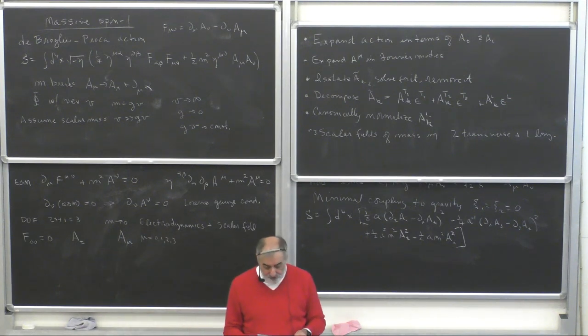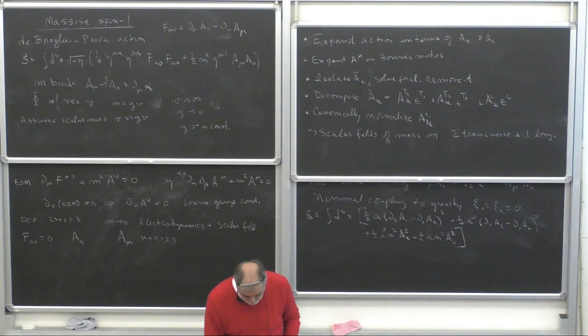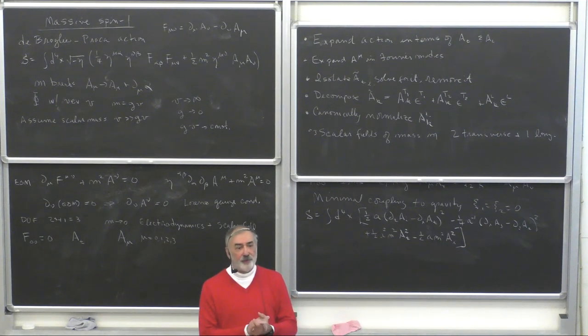For the transverse component, it will be a canonically normalized kinetic term. For the longitudinal component, it will not be a canonically normalized kinetic term, and we would make it a canonically normalized kinetic term and go through the usual thing that we've done before.